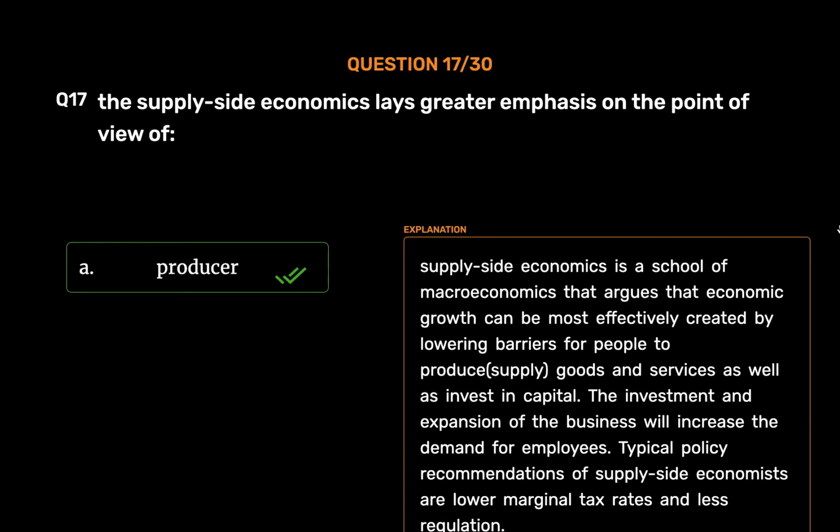Producer. Supply-side economics is a school of macroeconomics that argues that economic growth can be most effectively created by lowering barriers for people to produce supply goods and services as well as invest in capital. The investment and expansion of the business will increase the demand for employees. Typical policy recommendations of supply-side economists are lower marginal tax rates and less regulation.